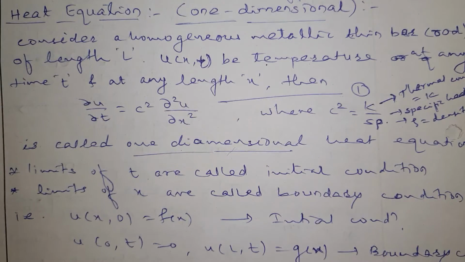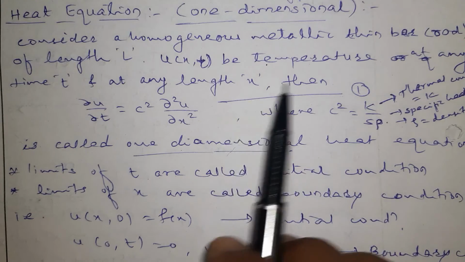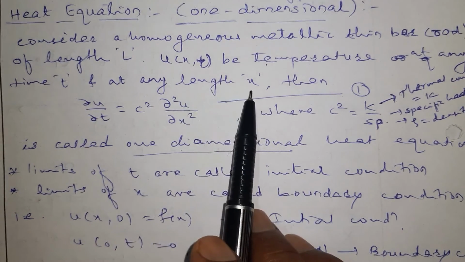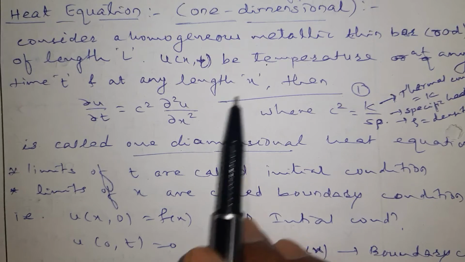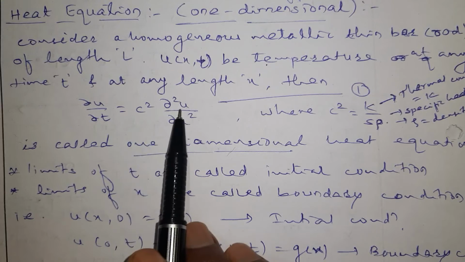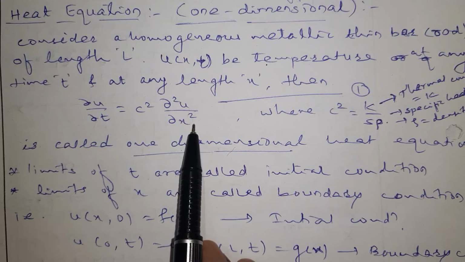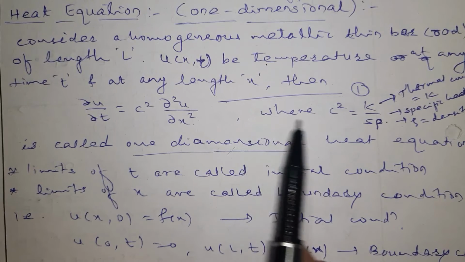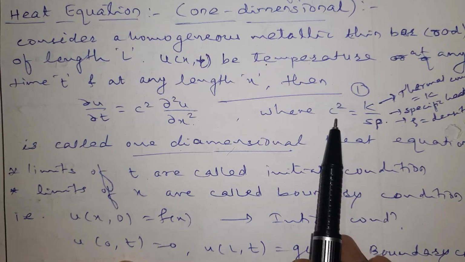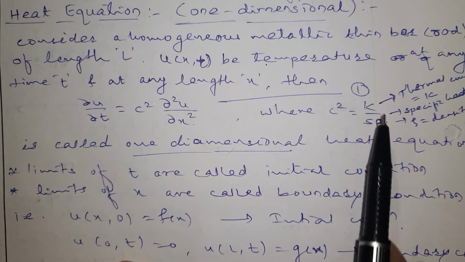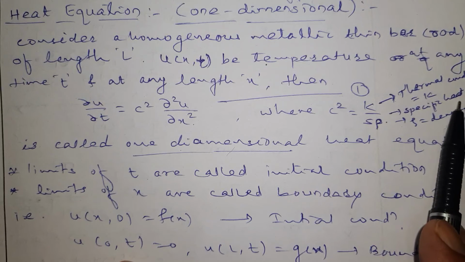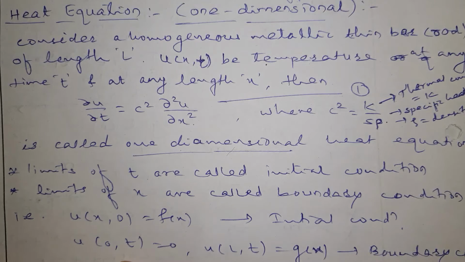We are going to heat that rod, so u of x,t is the temperature at any time t and at any length x. Clearly, then our heat equation is ∂u/∂t = c² ∂²u/∂x², where c² = k/(sρ). k is our thermal conductivity, s is the specific heat of the body, and ρ is the density.